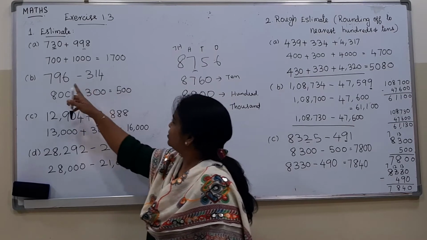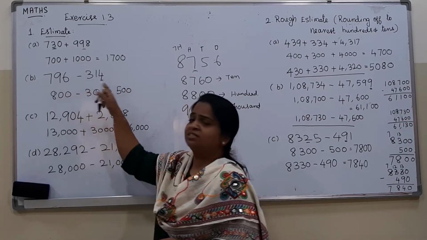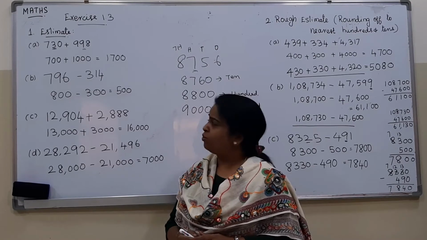Okay, next sum, 796 minus 314. What are you going to do?